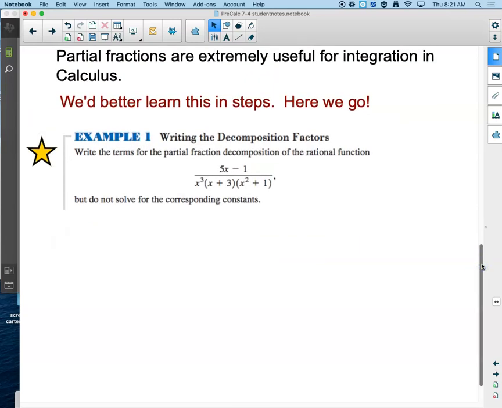Write the terms for the partial fraction decomposition of this rational function, but don't solve it. We're not going to try and find it yet. We're just going to break it up. So I look at the denominator, and I see I've got x, and really I want to think of it as x to the first to start with. That's a linear factor. X to the first is another linear factor. X squared plus 1, I think. Can I factor that? No. That's an irreducible quadratic.